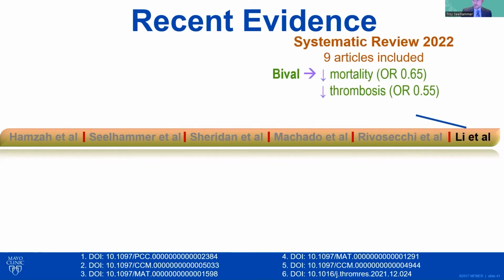Lee et al., published just recently here in 2022, a systematic review. Overall, they included just 9 articles. And when taken together, bivalirudin had a reduction in mortality, and you can see the odds ratios here, as well as a reduction in thrombosis. And in a pooled analysis, there were no differences in bleeding or circuit intervention rate.